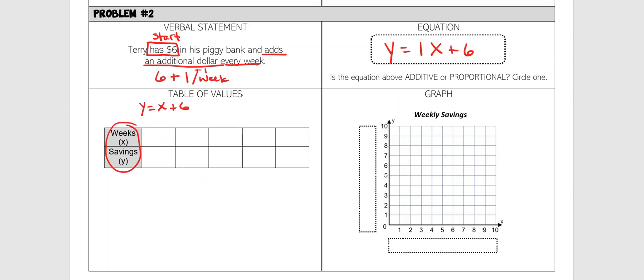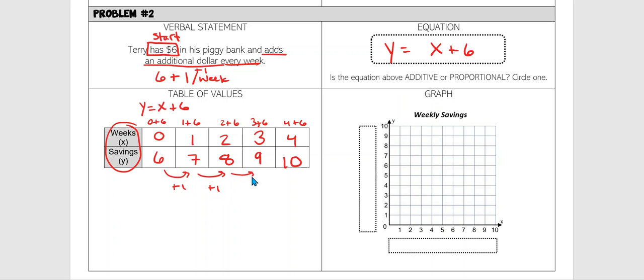So I can use my equation to fill in my table. And remember, when we have that slope of 1, we don't always need to write it. We can get by without it. So if I'm at 0 weeks, if I make x 0 plus 6, that's going to be 6. If I'm at 1 week, and I make that 1 plus 6, that's going to be 7. If I'm at 2 weeks, now I do 2 plus 6, that's going to be 8. At 3 weeks, we do 3 plus 6, and that's 9. At 4 weeks, we do 4 plus 6, and that's 10. So we start with 6, and each week we're adding one more dollar.